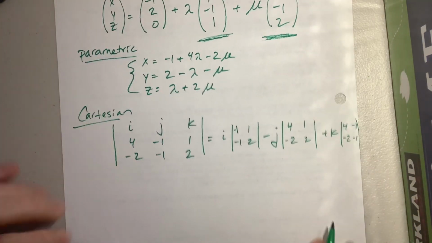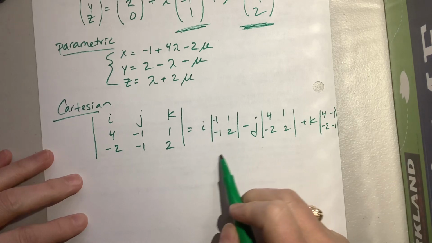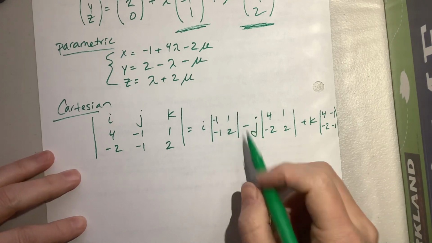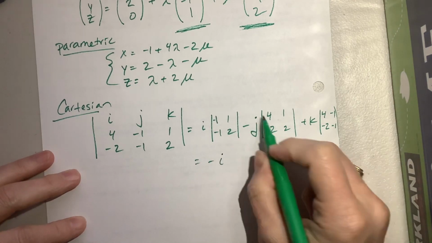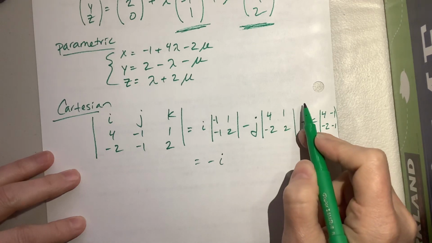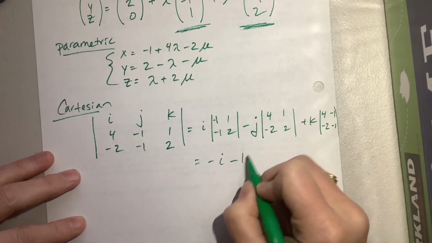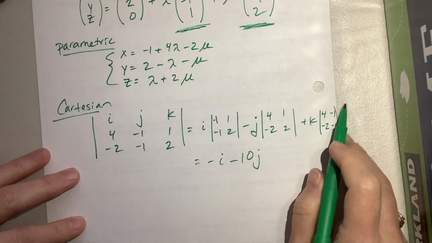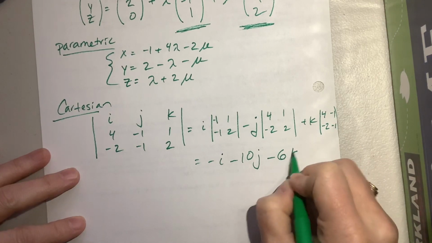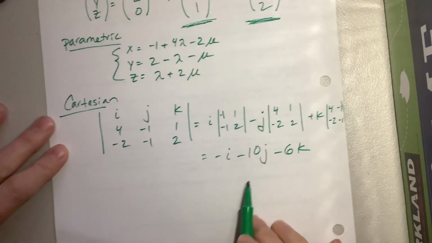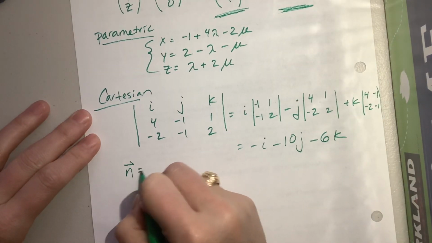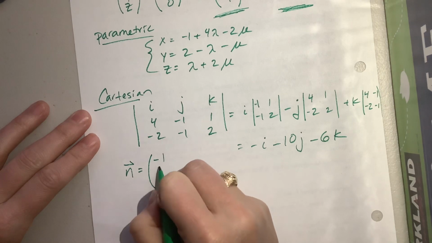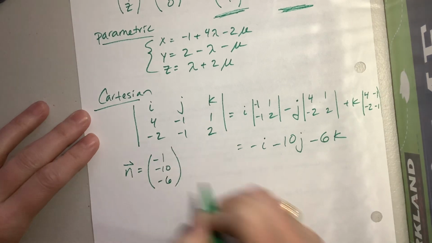So here's hoping I know how to add, subtract, and multiply. Negative 2 minus negative 1 means a plus, so this is negative i. This is 8 minus a negative 2 is plus 2, and then there's a minus 10j. Negative 4 minus 2 is negative 6k. Okay, so what we have here is that the normal vector to this plane is the vector negative 1, negative 10, negative 6.